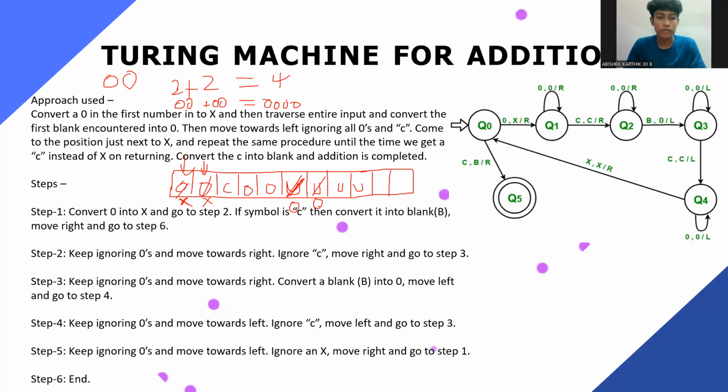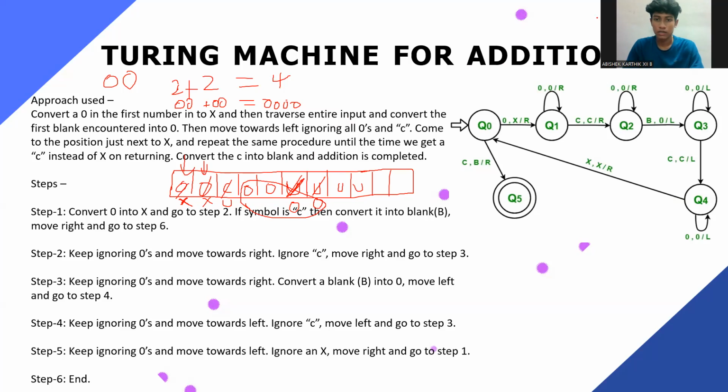And then we repeat the same process: we keep scanning left until we encounter an x. After encountering an x, we move one step to the right and see if it's a 0 or a c. If it is a c, in this case it is a c, this means that the addition is done. So we convert this c into a blank. Okay, and that's the end of the computation. So we have the output right here, 0, 0, 0, 0. And that is how addition in a Turing machine is done.